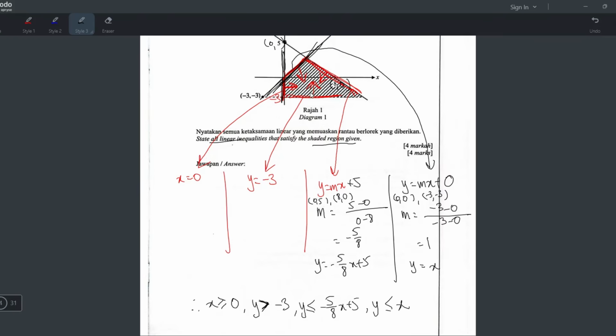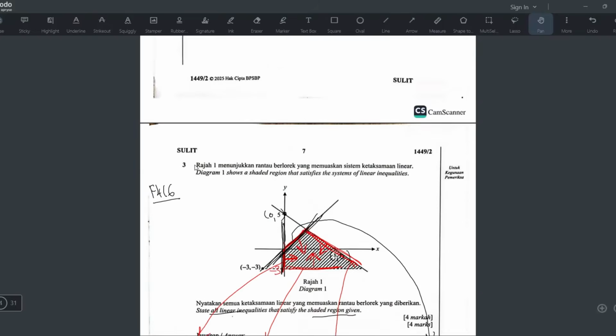For a solid line, we look at above or below. So if the shaded region is below, we take smaller. And it has an equal sign because it is a solid line. Okay, so this is how you get full marks for this question.